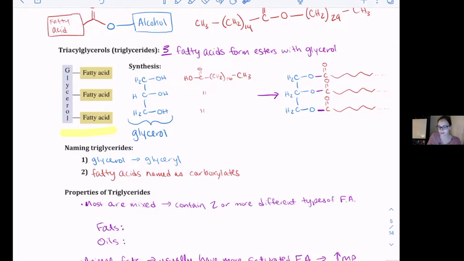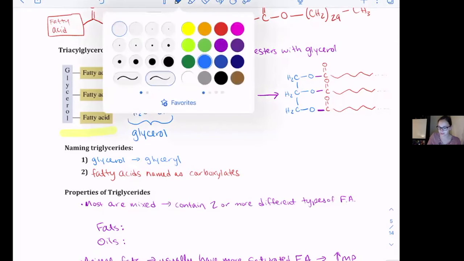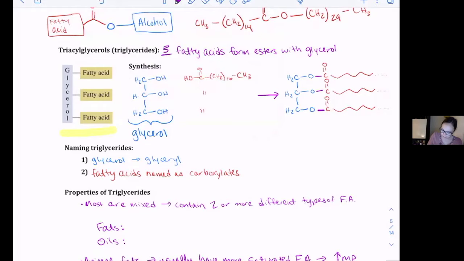What happens is you take your fatty acid, so I drew one here in red, and you do an esterification reaction. Remember, we release water from this reaction, and we make an ester bond. We'll do that three times. I just drew one here, but you can see here I'm saying do it again. So we form three new ester bonds.